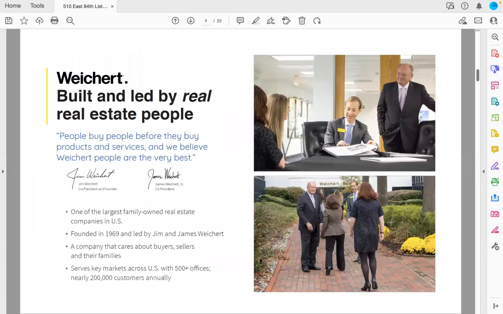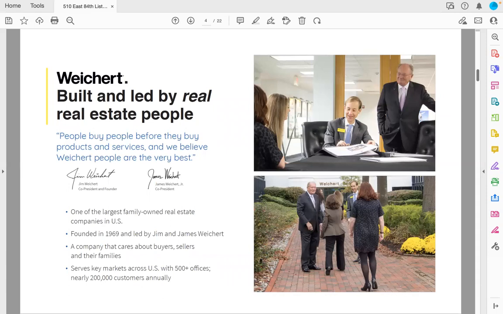What do you know about Weichert? I actually don't know much about it, except that I have seen signs when I drive out and about in New Jersey. Exactly. And again, we're really well known as the ones with the yellow signs. Weichert was founded by Jim Weichert, who's right here in this picture, and it's now run by him and his son James Weichert. And we're actually one of the largest family-owned real estate companies in the United States.